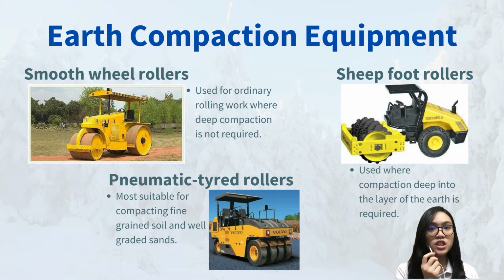Next, earth compaction equipment includes smooth wheel rollers. It is used for rolling work without deep compaction. Sheep foot rollers is used where deep compaction is needed. Lastly, pneumatic tire rollers is most suitable for compacting well-grounded sands.